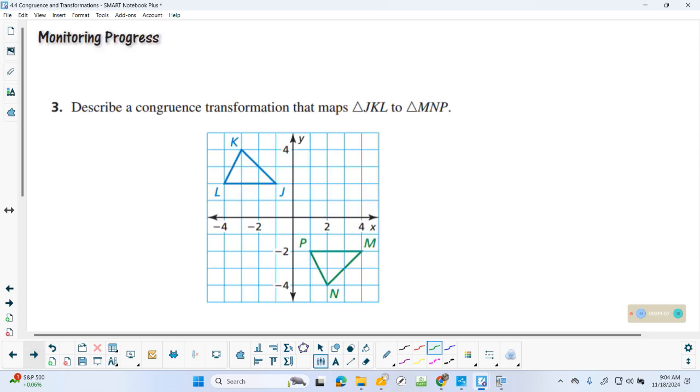All right, here we go. Let's take a look at this. Describe a congruence transformation that maps, mine's in blue, the blue one, triangle JKL to this one. So take a minute, see what you can come up with. So I want the blue to map to the green.